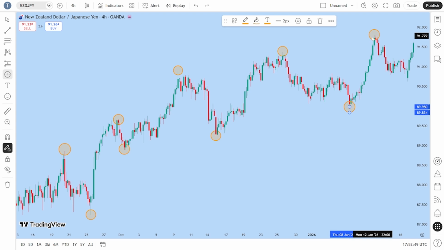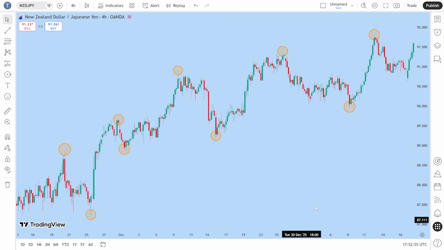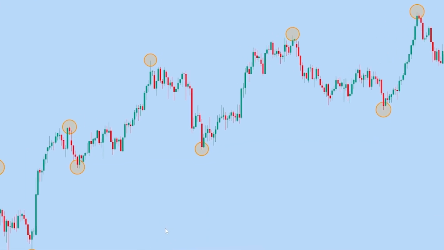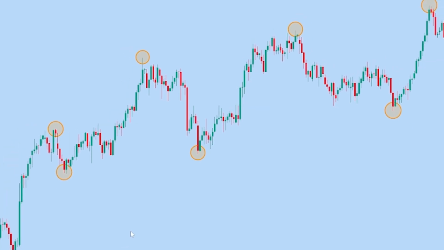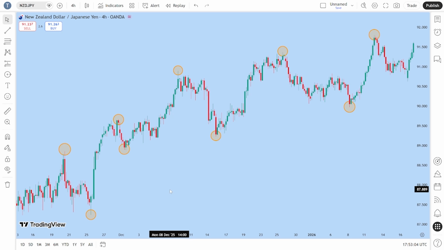Now, here's the key idea. It's not about the candle. It's about the reaction. Did price just touch the level, or did it actually move away from it? That reaction is what defines a swing low. And just like swing highs, confirmation comes only after price moves away.